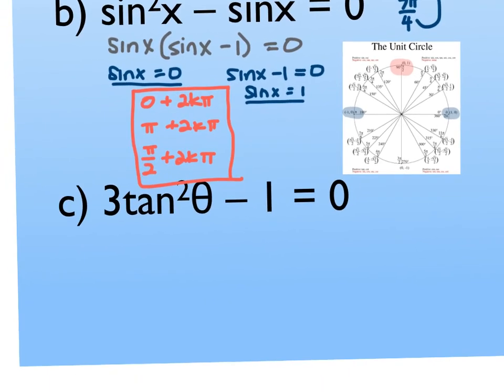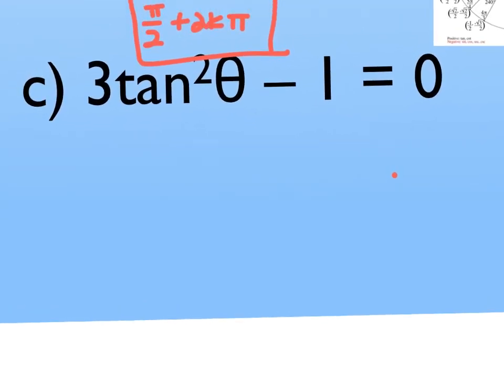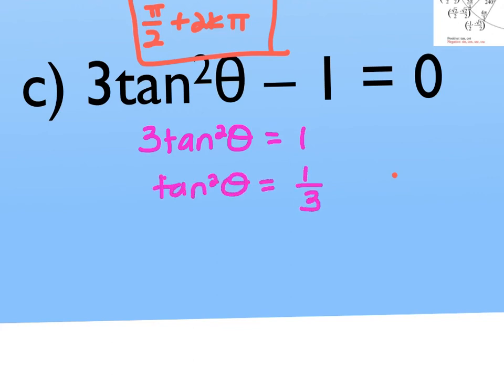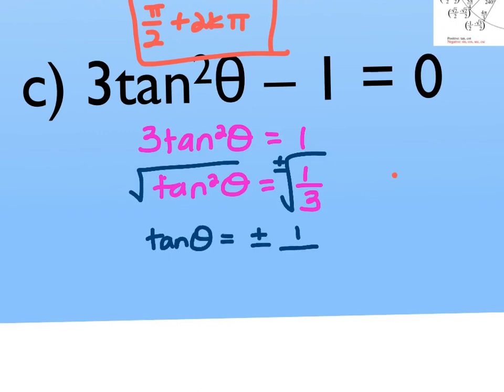And this last one, C, says 3 tangent squared of theta minus 1 equals 0. I want to work to get tangent squared theta on the side by itself. So the first thing I'm going to do is add the 1. 3 tangent squared theta equals 1. Divide both sides by 3. And then I square root both sides, making sure I put the plus and minus on the right-hand side. And I get tangent of theta equals plus and minus the square root of 1, which is 1, over the square root of 3, which is going to get rationalized to root 3 over 3.